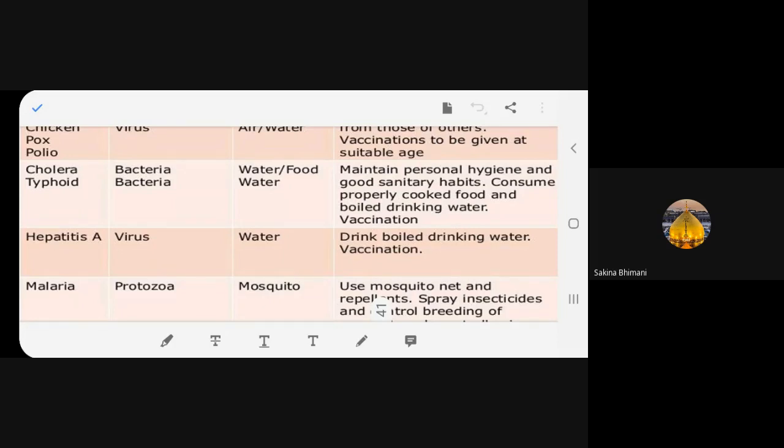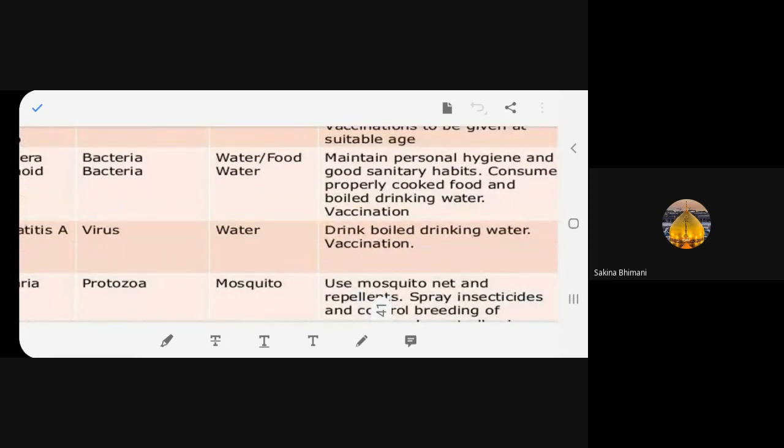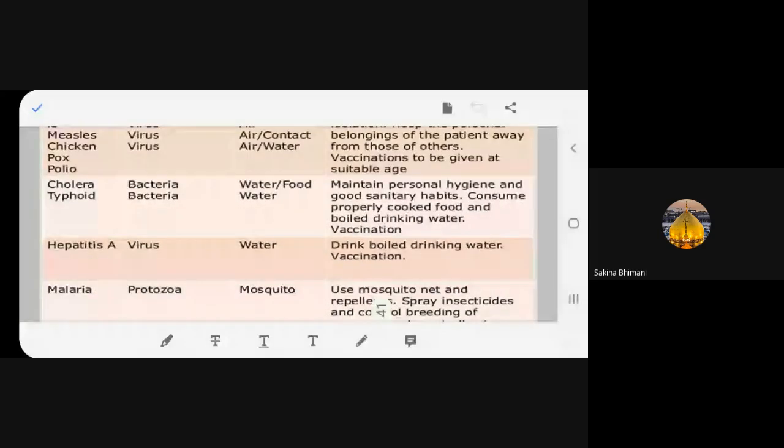How can you avoid it? You have to use mosquito nets and mosquito repellents. Also, you can spray insecticides, and you can also control breeding by keeping your surroundings dry and clean.